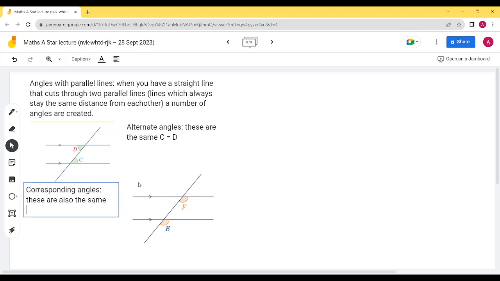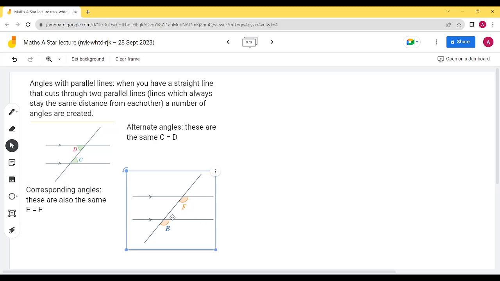And so that means E equals F. In this case, we've got E equals F. And you see they're in the same part. You've got the shape below and the shape above. They're in the same part of it.